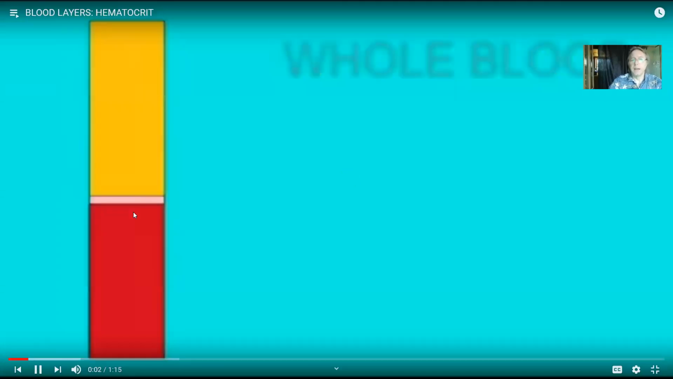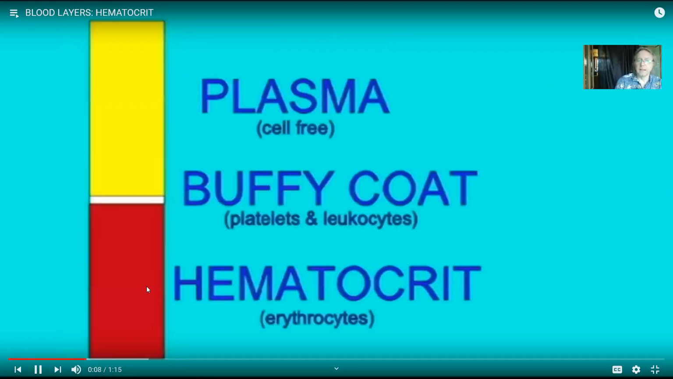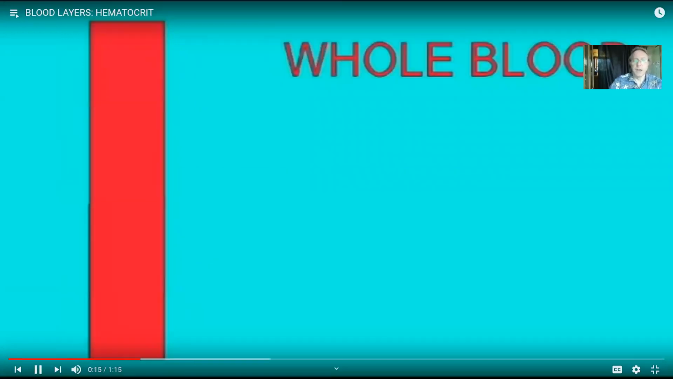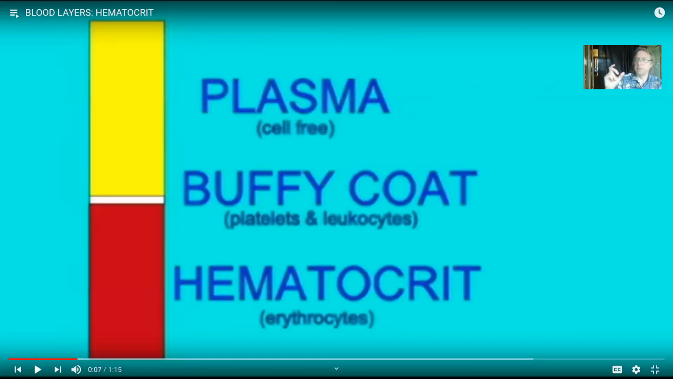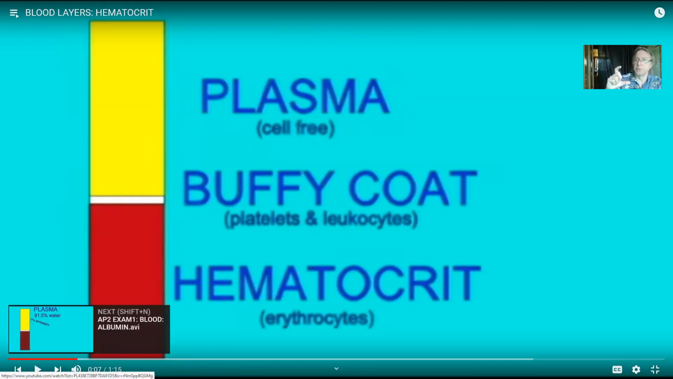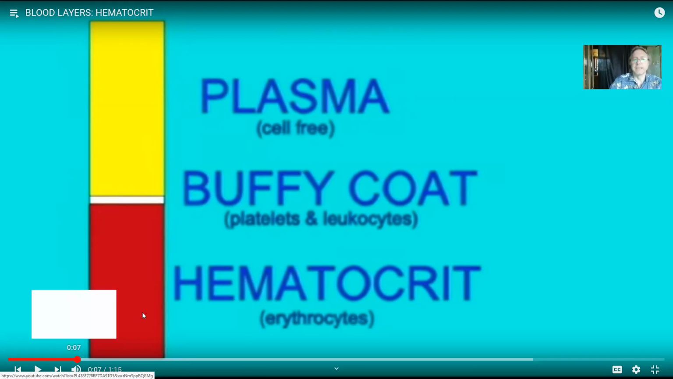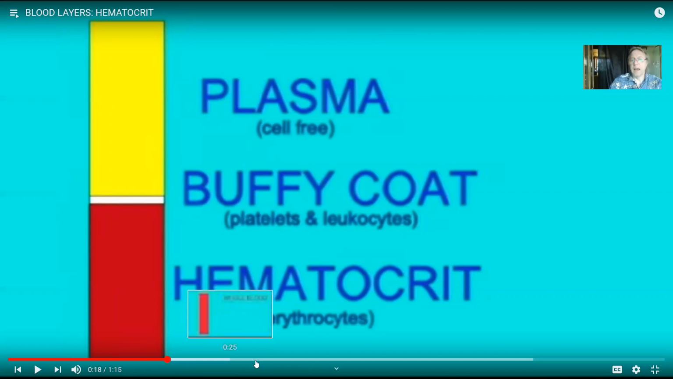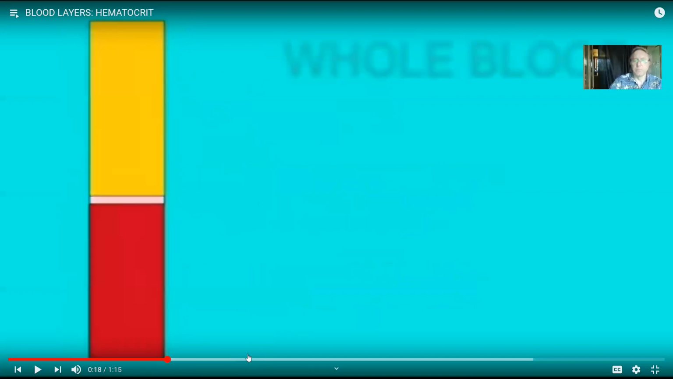When we spin blood down, not only do we get these 3 layers, but these layers typically represent a certain percentage of the overall blood. And so if you were to do this manually, you could take a drop of patient's blood, spin it in a glass capillary tube, and then hold it up to a chart where the blood goes from 0 to 100, and then ask, what percentage of the whole blood is the hematocrit.